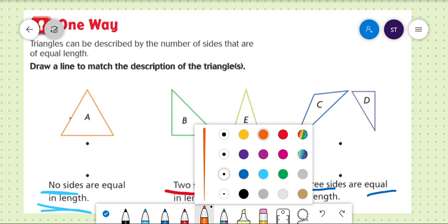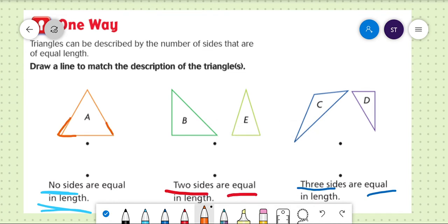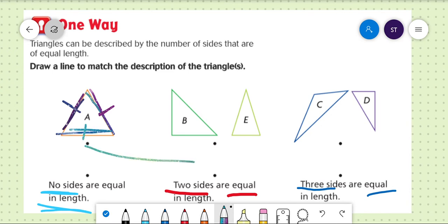If I notice triangle A, this one, and this one, and this one, those are the angles. We're looking at the sides. Let's go back. All right. I could also describe triangle A by the angles, but we're looking at the sides. Okay, so I have this side and this side that are the same, and this side are the same. It has all three sides of equal length.